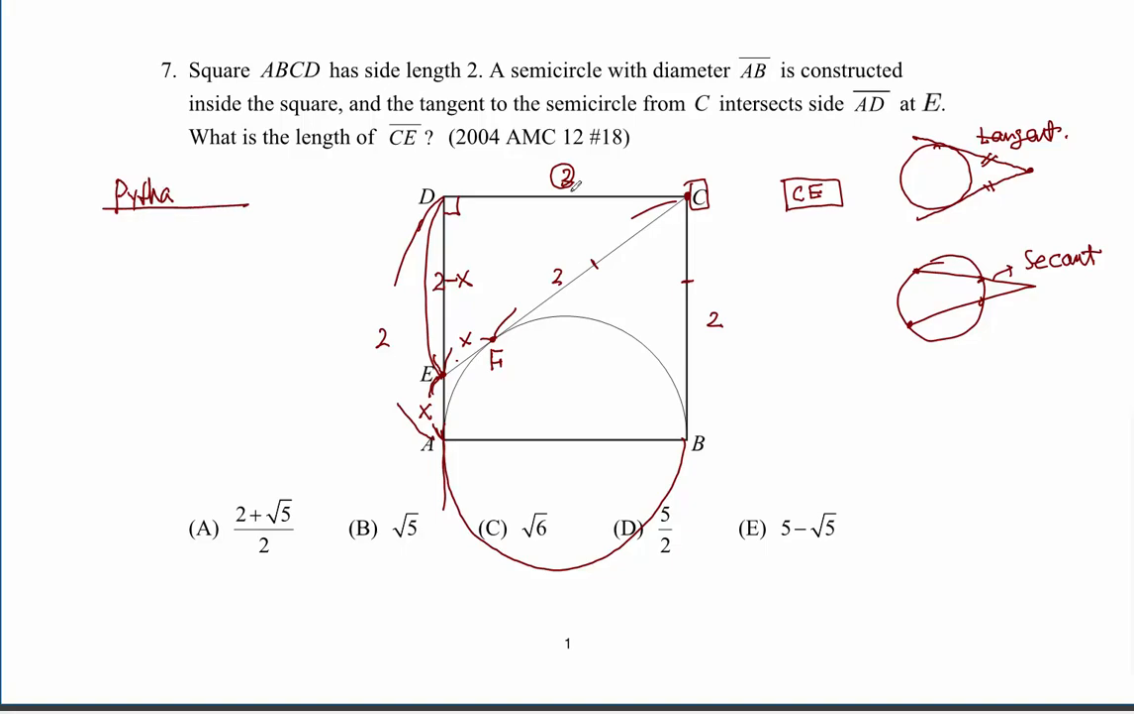Alright, 2 squared is 4, plus this one squared, how much? 4 minus 4x plus x squared. It's okay, I just write squared already, okay? This is 2 plus x, what is it? 4 plus 4x plus x squared, right? This is (2 plus x) squared.